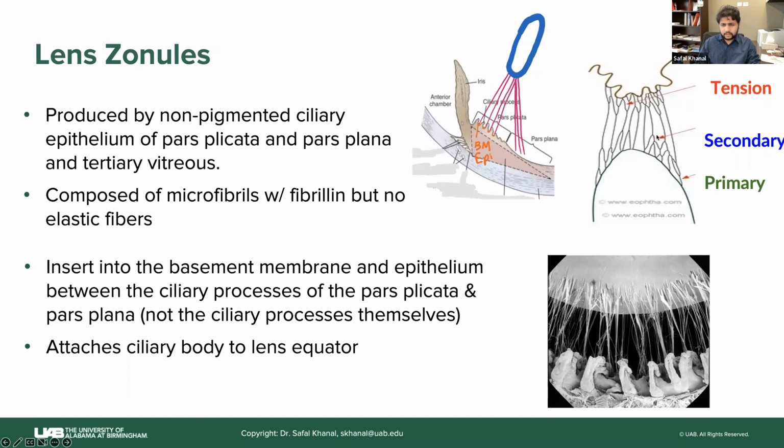Secondary zone is the zone where the zonules are attached to each other, and the tension zones are connected to the ciliary processes. You can see in this figure here, the zonules actually do not directly contact the ciliary processes, but they go into the valleys in the processes, into the basement membrane and the epithelium, and these zonules help to attach the ciliary body to the lens equator.